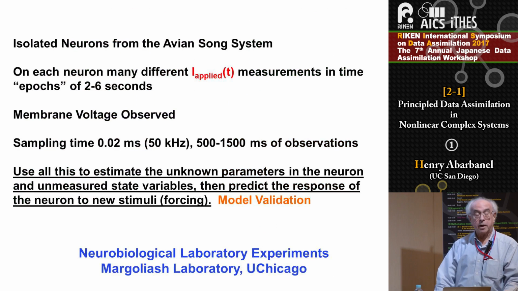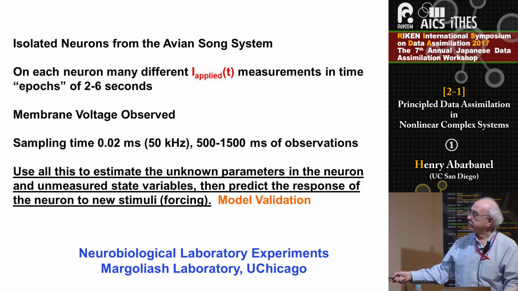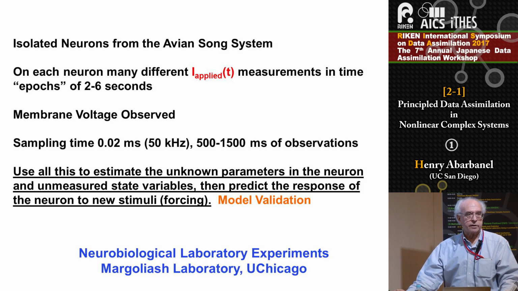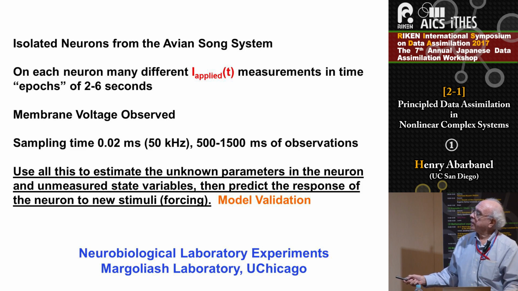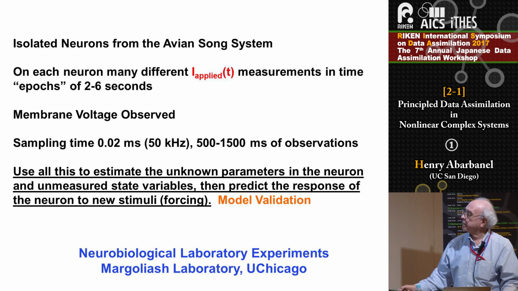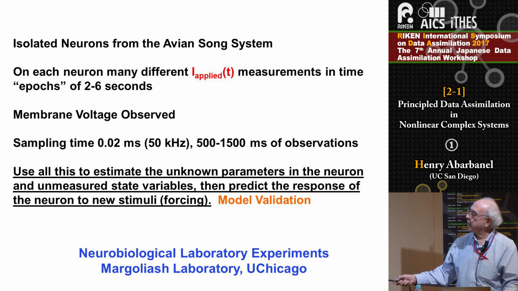All right, here's what is actually done. It's done at the Neurobiological Laboratory of Dan Margoliash at the University of Chicago. We isolate neurons from the avian song system. On each neuron, we have a collection, a library of different applied currents for different ways of forcing the system. We can learn from those forcings, and we can validate the neuron as it responds to other forcings. We observe only the membrane voltage. Just for completeness, we sample at about 50 kilohertz. That may be oversampling, but there's no problem with that. And we use all of this to do what I described, estimate the unknown parameters and so forth.